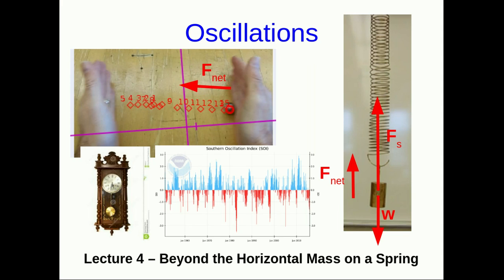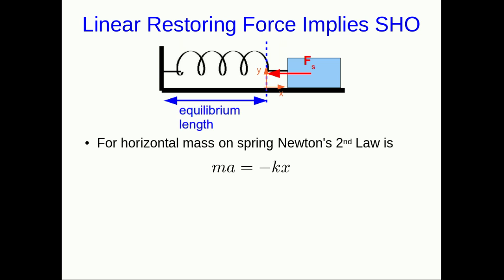Hello and welcome to Lecture 4 of Oscillations in Phys 1201, and we're going to finish off by looking at some examples of simple harmonic oscillations other than a horizontal mass on a spring. To be able to assess whether something is going to execute simple harmonic oscillation, we need to look at whether it's similar to a mass on a spring.